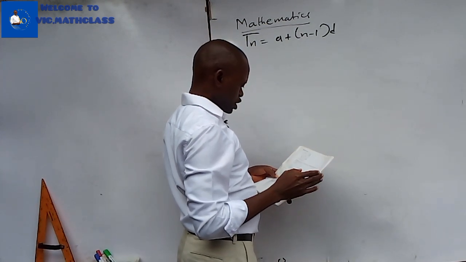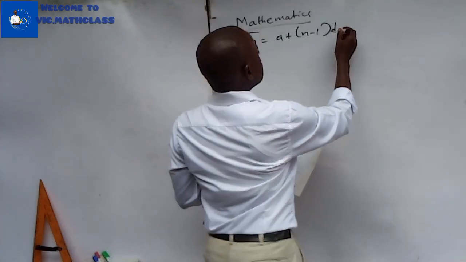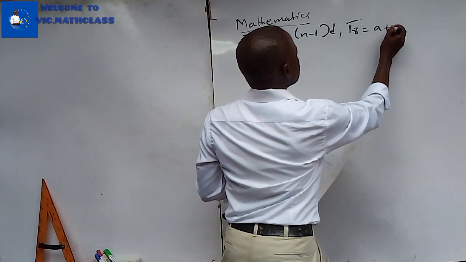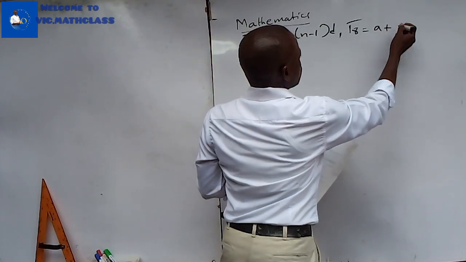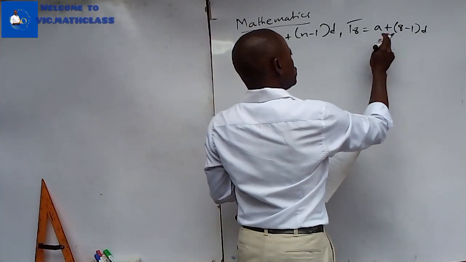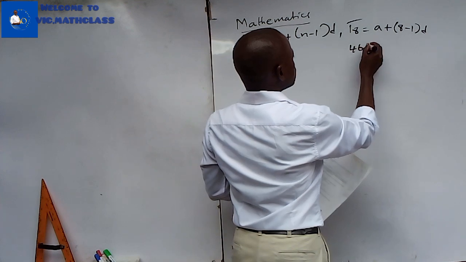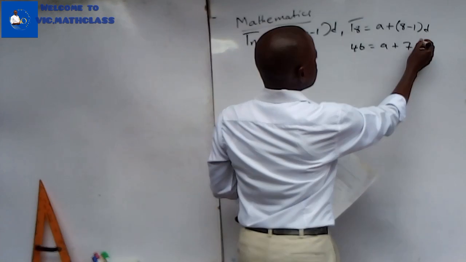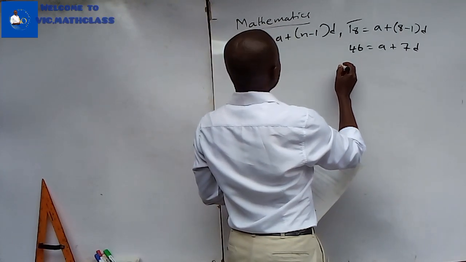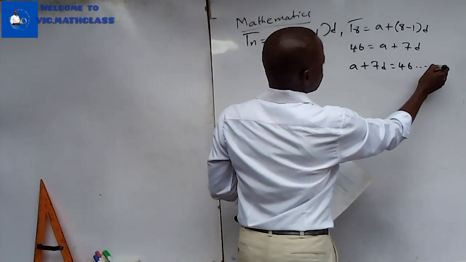So what we are told here is that the 8th term is 46, term number 8. So I can say that T8, which is the first term plus 8 minus 1, then the common difference, is 46. So this T8 is 46, given by a plus 7d. So I can rewrite this expression as a plus 7d equals 46, and I call it equation 1.